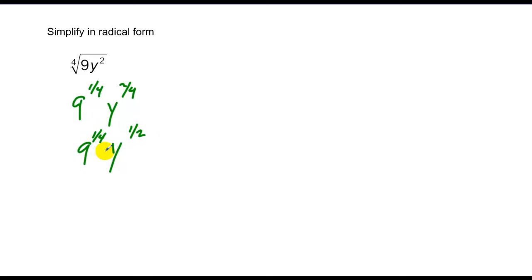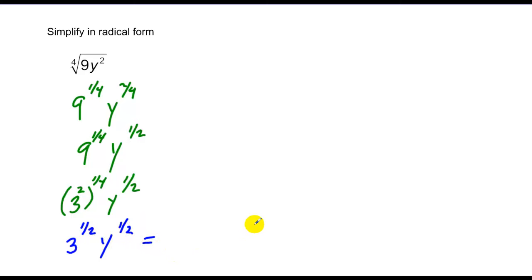I can reduce this 9 to the 1/4 by expressing 9 a different way. We know that 9 is 3 squared, and that's raised to the 1/4. Now notice what that's going to do. Since I have my laws of exponents, which say I can have a power of a power and multiply those powers, this goes to 3 to the 1/2 and y to the 1/2. And since I both have 2's as my denominators, my index can be 2, or a square root of 3y.